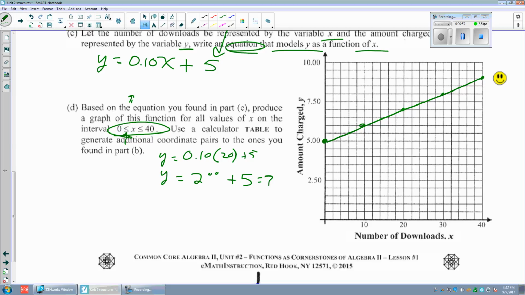Oh, I want to draw an arrow. Don't draw an arrow. Think before you draw an arrow. Can I go below 0? No, because it says 0 is our smallest number right there. Can I go above 40? No, it says x, my number, is less than or equal to 40, so I can't go above 40. Got it? Good. Next page.